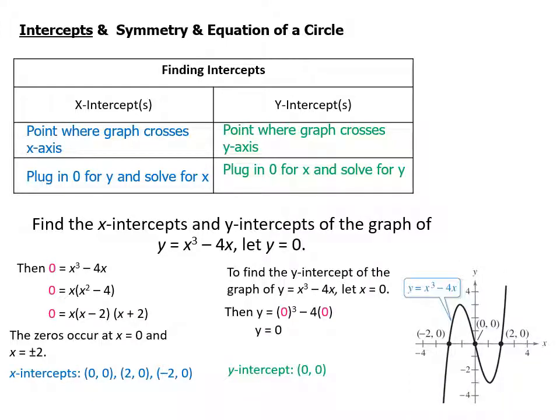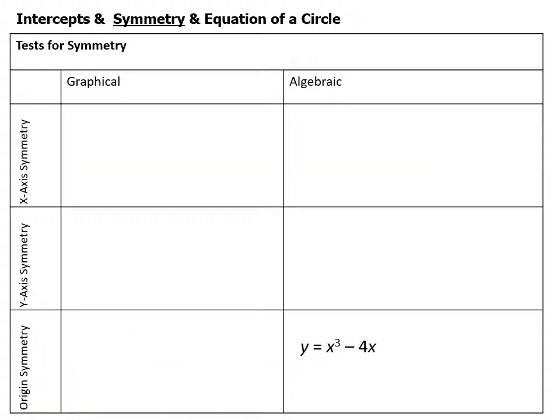And we can see that on the graph. The next part is symmetry, and you see something already popped up in the video. X-axis symmetry, graphically: wherever (x, y) is on the graph, then (x, -y) is on the graph too. Looks like this. If you fold along the x-axis, they match up.